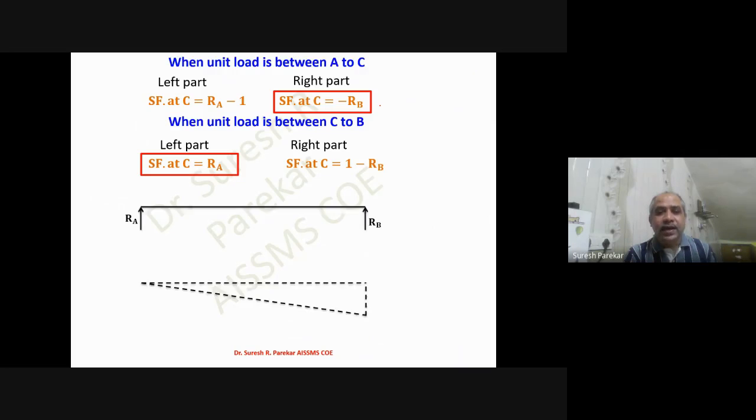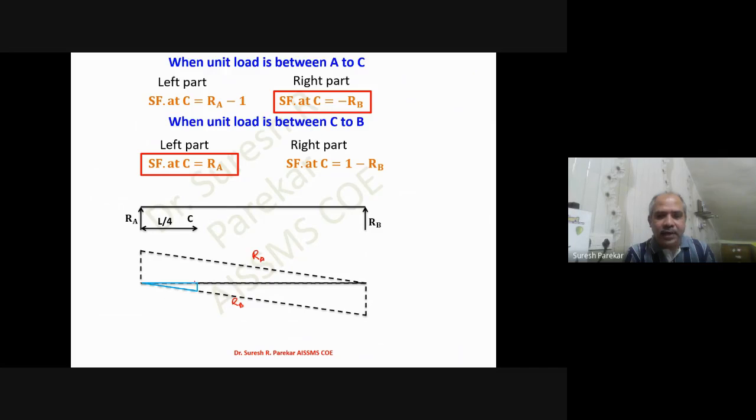So you can see here, I will plot the ILD for RA and I will plot the ILD for RB. Whatever we have here is the ILD for RB, and we have plotted it with minus sign. And this is the ILD for RA, which we have plotted on the positive side. Between A and C, I have to consider RB.